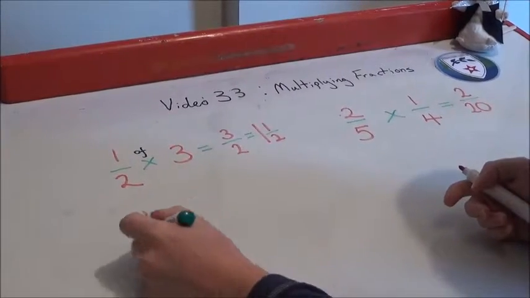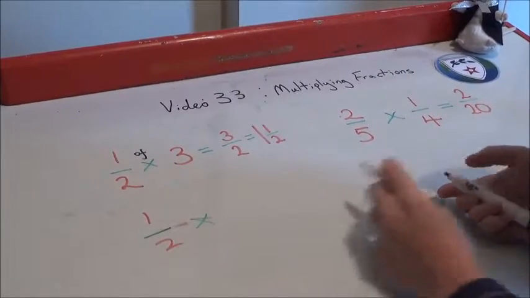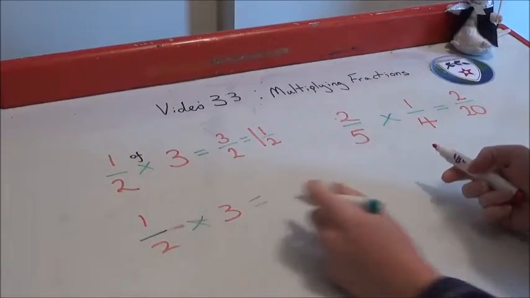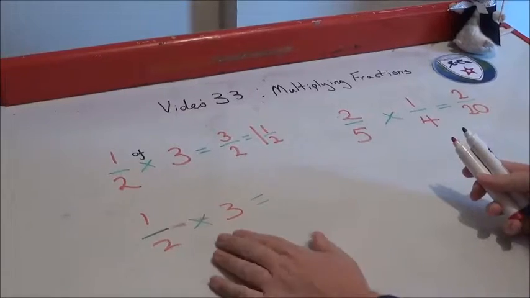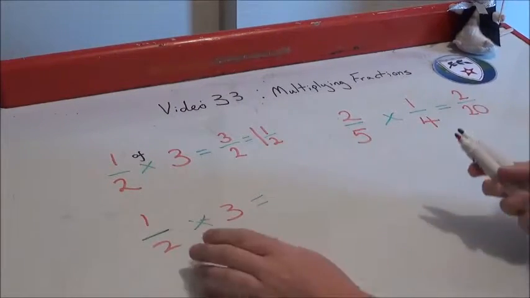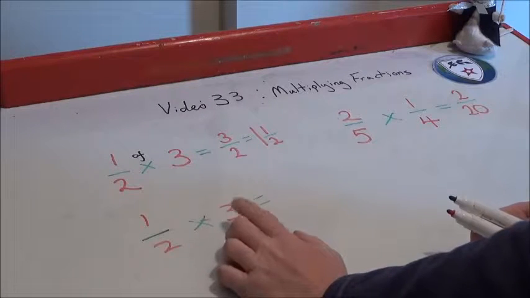1/2 multiplied by 3 equals. So the first thing I've got to do is think of both of them as fractions, which will be similar to this one over here. So the first thing I'm going to do, this 3.